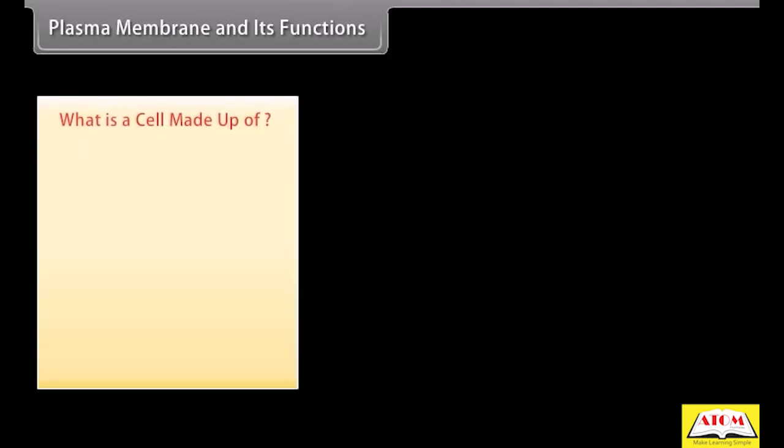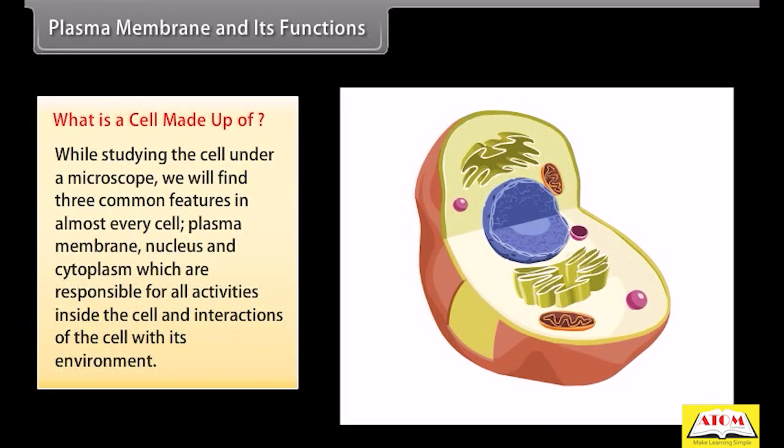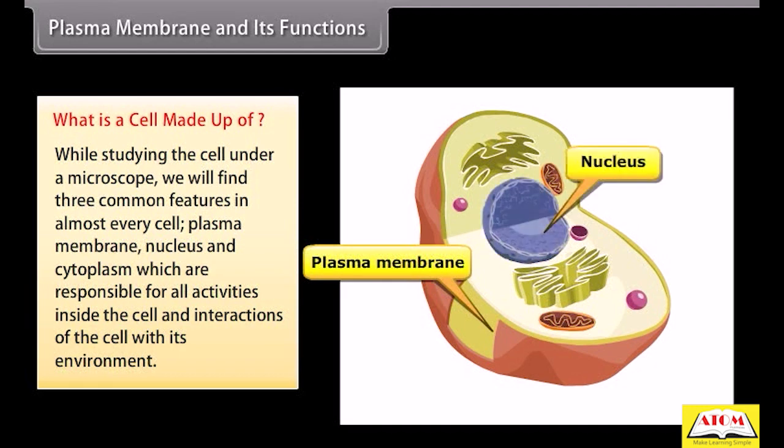Plasma membrane and its functions. What is a cell made up of? While studying the cell under a microscope, we will find three common features in almost every cell: plasma membrane, nucleus, and cytoplasm, which are responsible for all activities inside the cell and interactions of the cell with its environment.